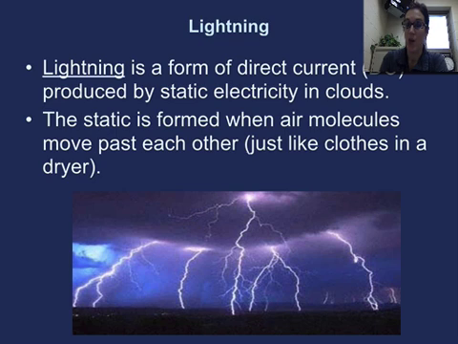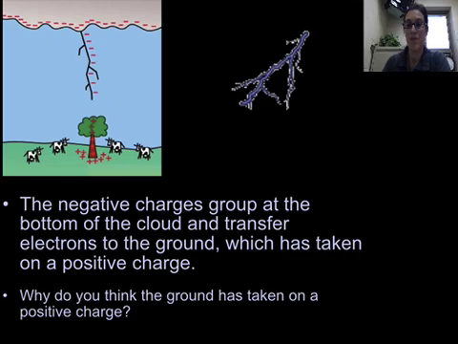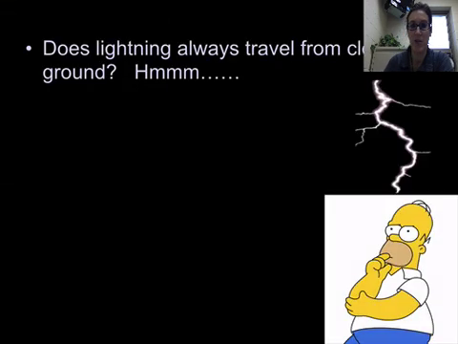Lightning is a form of direct current produced by static electricity in the clouds. We've talked about this a little bit. The static is formed when the air molecules move past each other, just like your clothes in the dryer. The negative charge group at the bottom of the cloud transfers electrons to the ground, which has taken on the positive charge. You can see in the image we have the negative charge in the clouds and the lightning, but then we have positively charged particles on the ground. So why do you think the ground has taken on a positive charge?